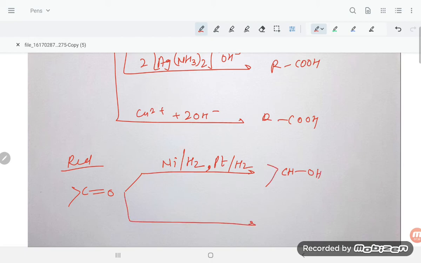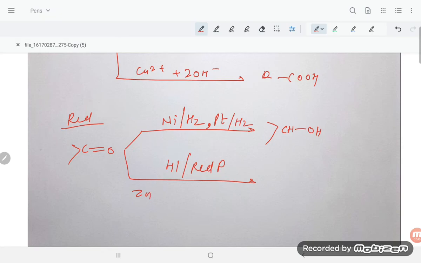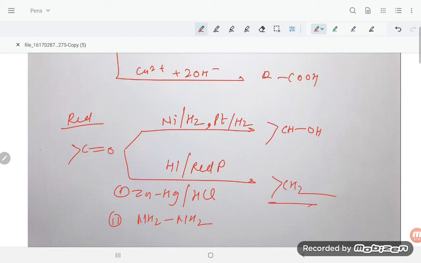The second method of reduction is also possible. HI and red phosphorus are there, and here ZnHg and HCl. That is the first method. And the second method is NH2NH2, so what will be there? This is the CH2. So these are the Clemmensen and Wolff-Kishner reductions.